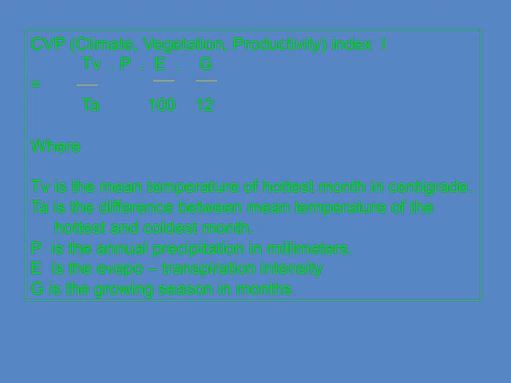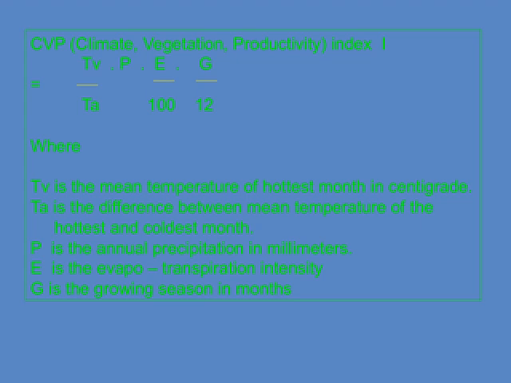Next, we have Ta, which is the difference between the mean temperature of the hottest and coldest months. This temperature range gives us an idea of seasonal variability and how it might impact vegetation and productivity. Then, P stands for annual precipitation in millimeters. Precipitation is a fundamental component because it directly affects water availability for plants.